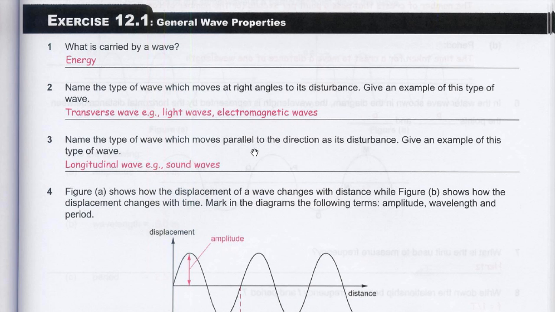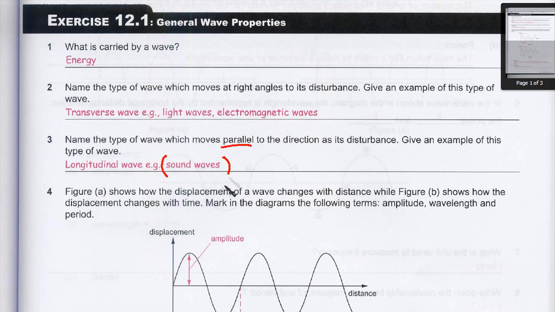Now the keyword here is parallel, parallel to the direction of its disturbance. Give an example of this type of wave. This type of wave is actually called longitudinal waves. An example that you have learned is sound waves. So please take note of the keywords: moving parallel to the direction of its disturbance. The other one is moving at right angles, or we can say perpendicular, to its disturbance. So this is for the first three questions.